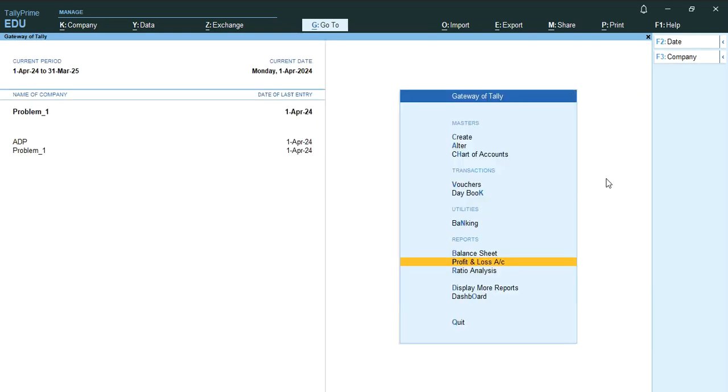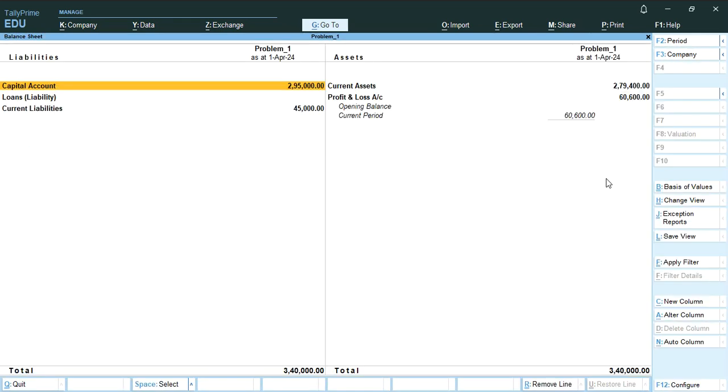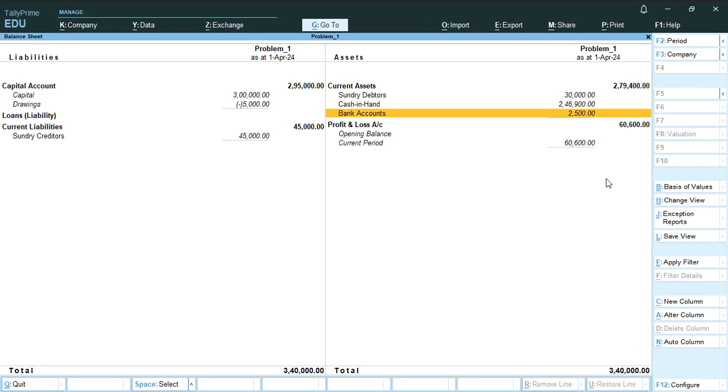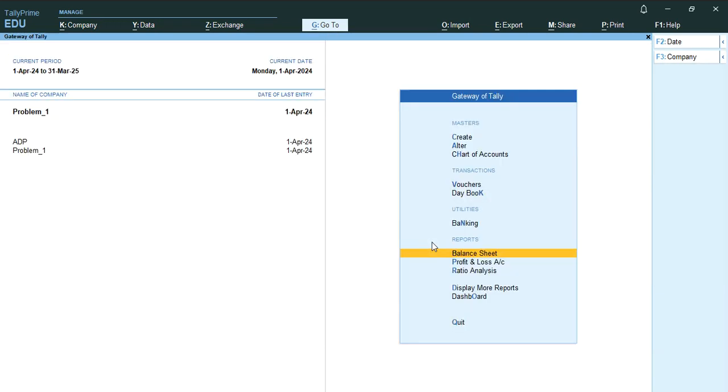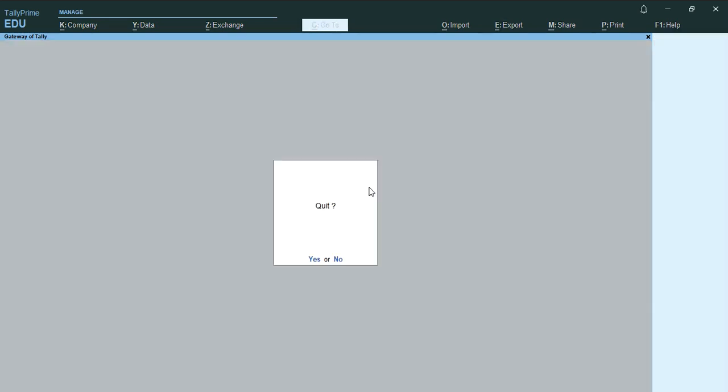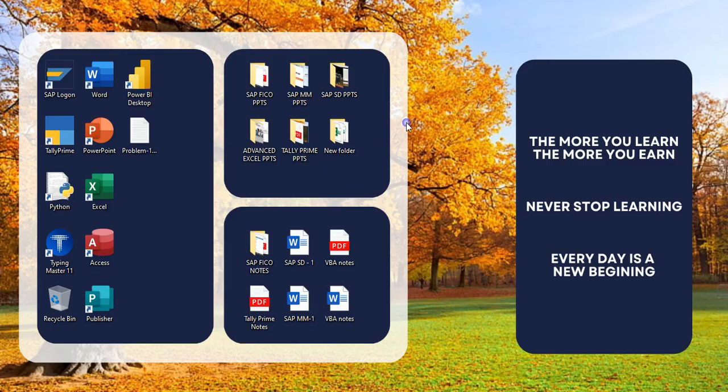Press escape. Go to balance sheet. Here also you can press Alt F1. You can see the cash and bank balances and the balance sheet totals. This is okay, clear, guys? This is how we need to make the entries in Tally. See, after closing the software, press escape and enter. The software will be closed.